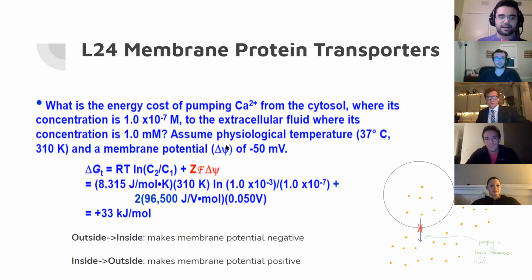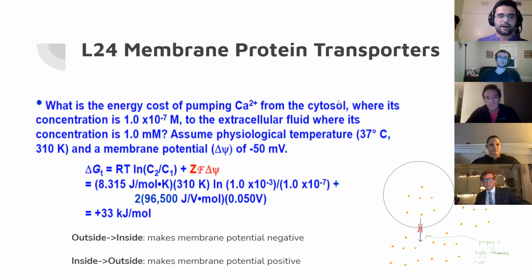It's: what is the energy cost of pumping calcium from the cytosol, where cytosol is inside the cell, right, where its concentration is 1 times 10 to the -7 molar, to the extracellular fluid, where the concentration is 1 millimolar? Then assume physiological temperature, 37 degrees Celsius, and a membrane potential of -50 millivolts. Okay, so this is a more complicated version, right?